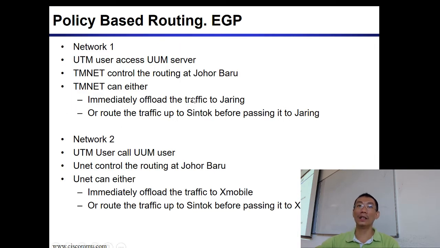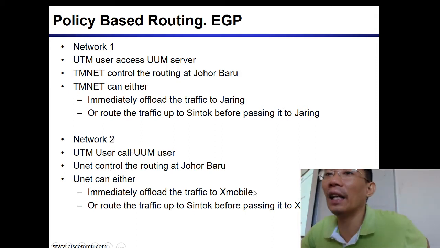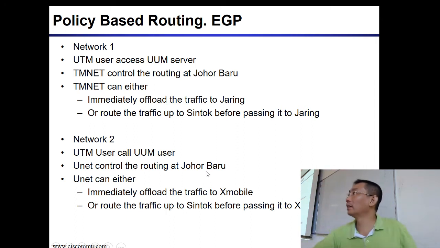So in network 1, TMNet controls the routing at Johor Bahru. TMNet can either immediately offload the traffic to Jaring or route the traffic up to Sintok and pass it to Jaring. The same thing goes for UNet and X-Mobile, correct? So what's the difference between network 1 and network 2?